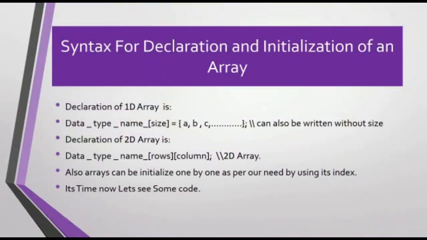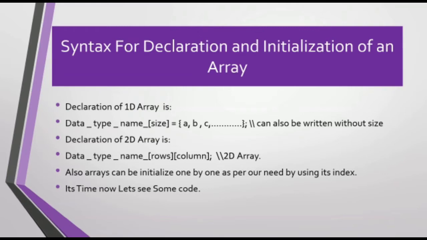First of all, we will see the syntax for declaring a 1D array. Data type, we can take int, char, float, etc. Name, we can name the variable, and then we have to input the size. And then we can also declare the values that are to be put in the array. A 1D array can also be written without specifying the size.